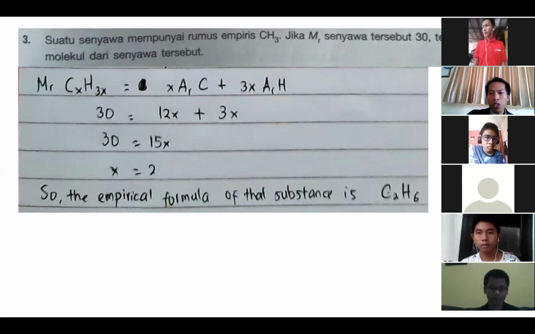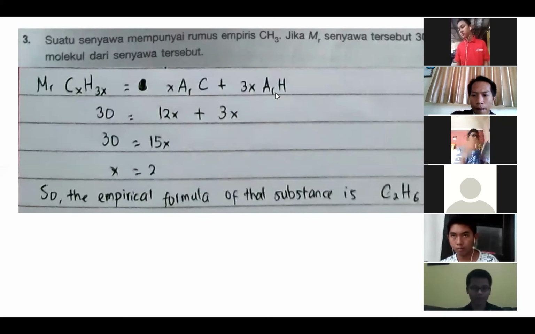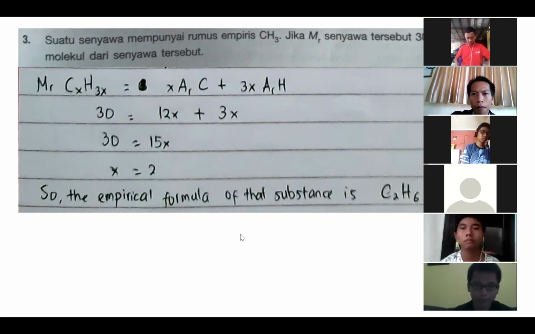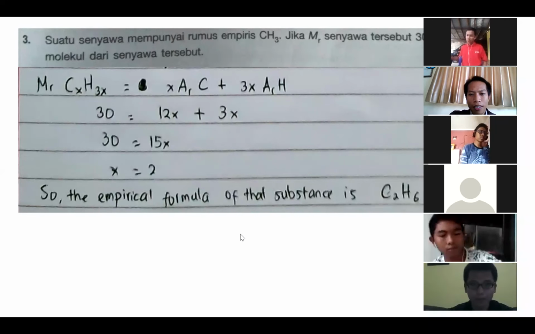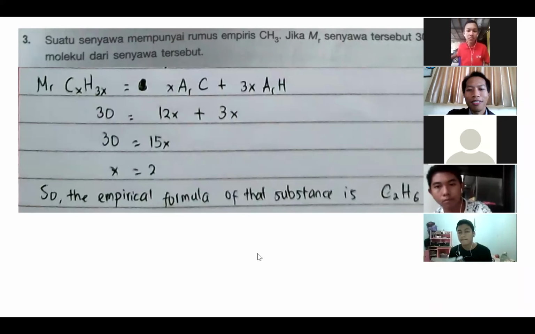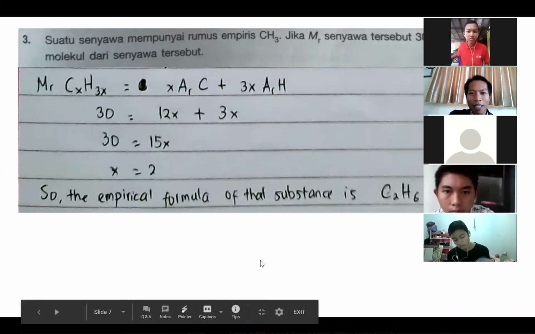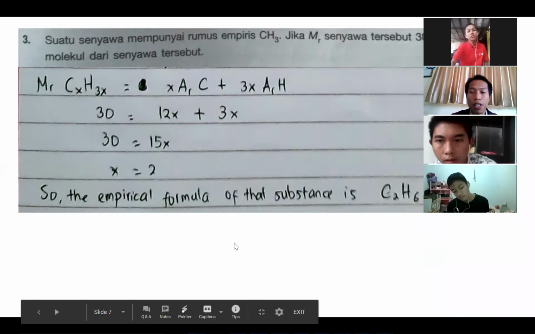Do you have any question, guys? No question? Okay, if no question, it is clear, yeah? This is how we find the relative atomic mass and relative molecular mass.